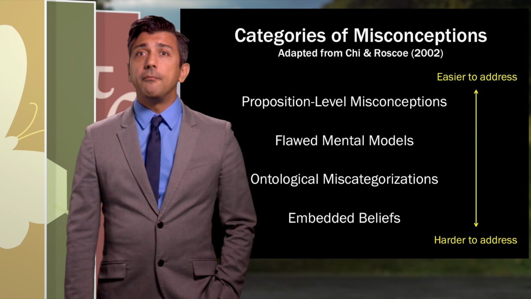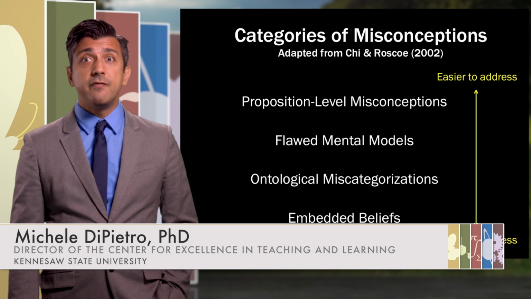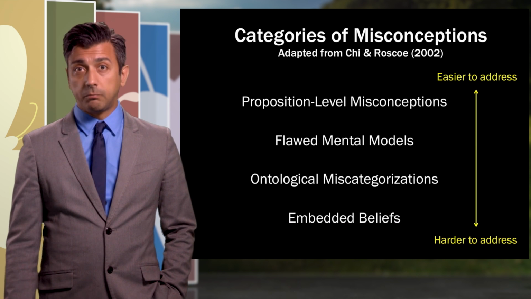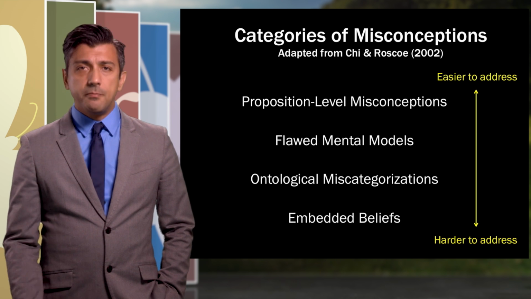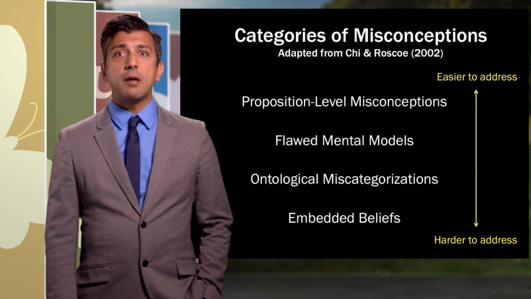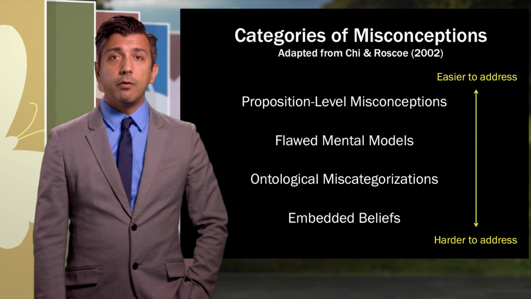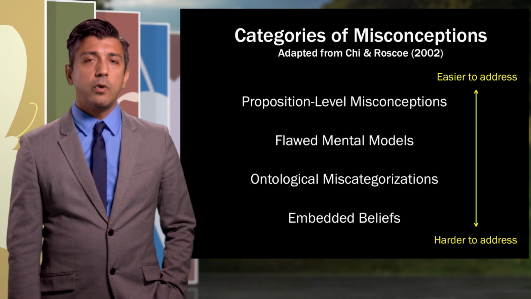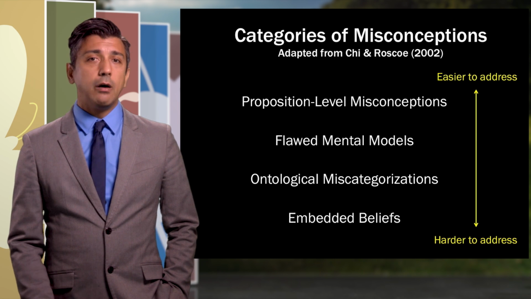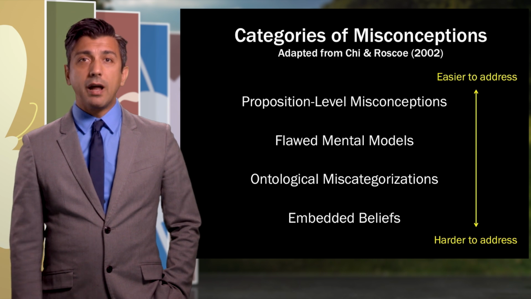So there is a catalog of misconceptions, but they're not all the same. They vary in terms of how easy they are to address, to dispel. And so this is somewhat of a taxonomy adopted from some researchers. So we see that misconceptions can be very easy to address when they are at the single proposition level, and they become progressively harder when they affect our whole mental model and beliefs that we have about how the world works. So let's attack them one by one.